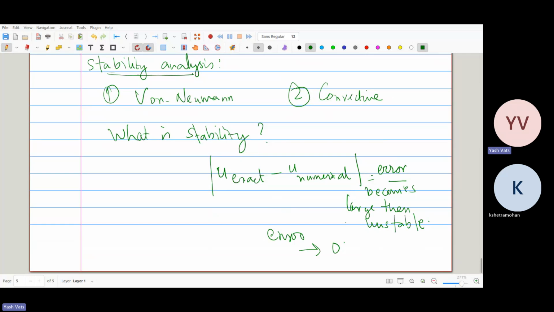So we need to find the values of the coefficients such that they lead to a stable solution. How errors propagate through the numerical scheme, these things it will tell. We will see an example and see what stability we will be looking at.